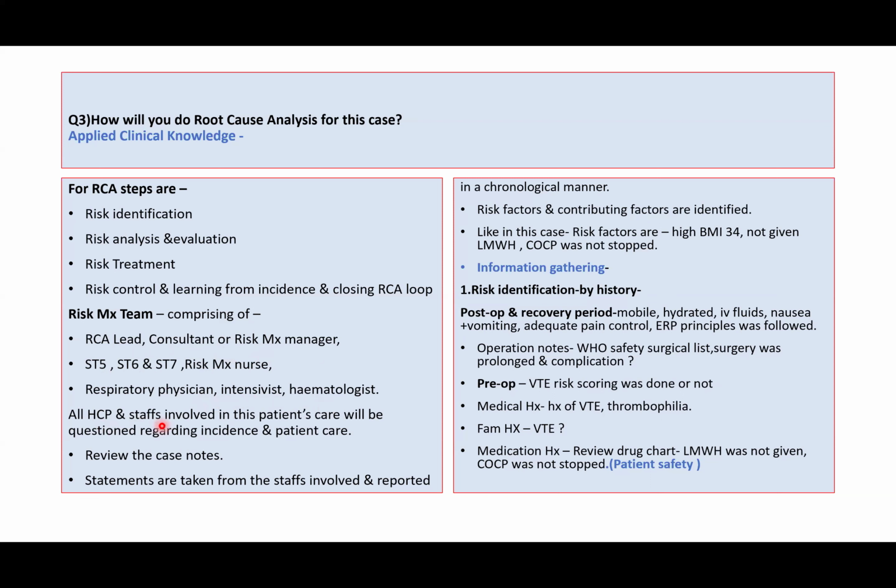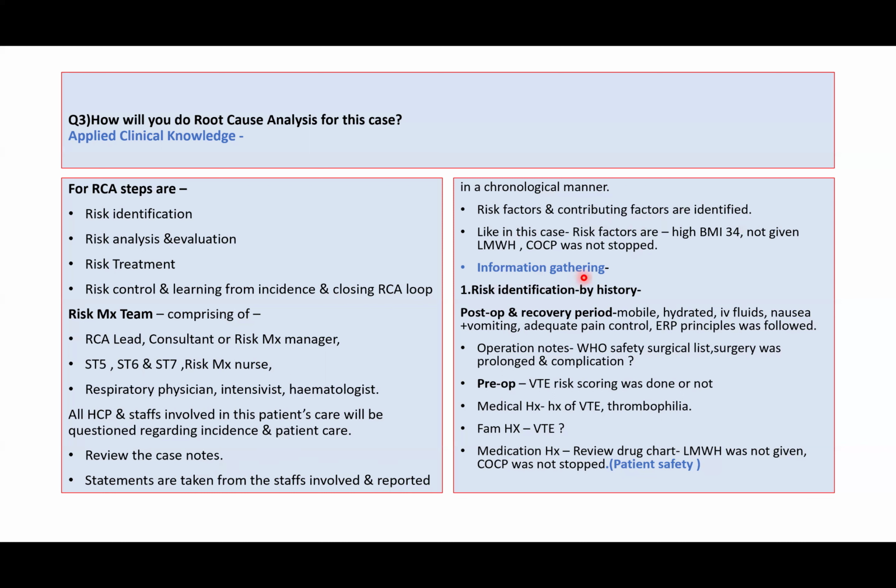Now, all healthcare professionals and staff involved in this patient's care will be questioned regarding the incident and the patient's care. We have to review the case notes, and statements are taken from the staff involved and reported in a chronological manner. Risk factors and contributing factors have to be identified. So in this case, what are the risk factors? High BMI 34. Even the age is a risk factor, more than 40, and she was not given low molecular weight heparin, and COCP was not stopped. So BMI more than 30, age more than 35. So our patient was in the 40s.